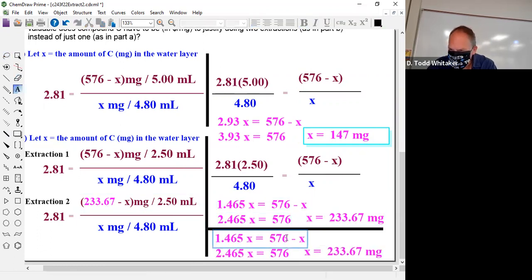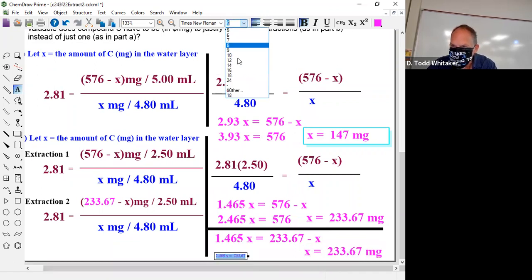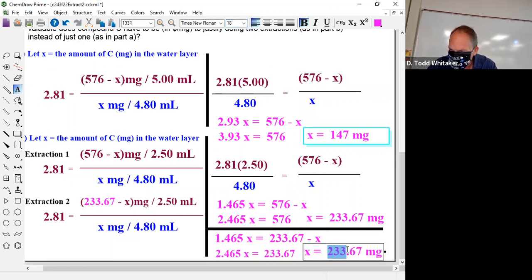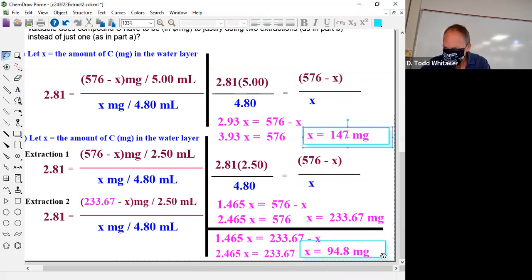It's number 2. So this changed to what number? 233.67. That's what you're extracting now. And give me a new X. This time it'll be less than 147. I guarantee it. Whoa, that got small. It'll be less than 147. At least I hope so. 94.795, she said. So I'm going to go to 94.8 for 3 sig figs because it's the final answer. Notice I didn't round the 233.67 because that was not a final answer. You would have got multiple rounding error.